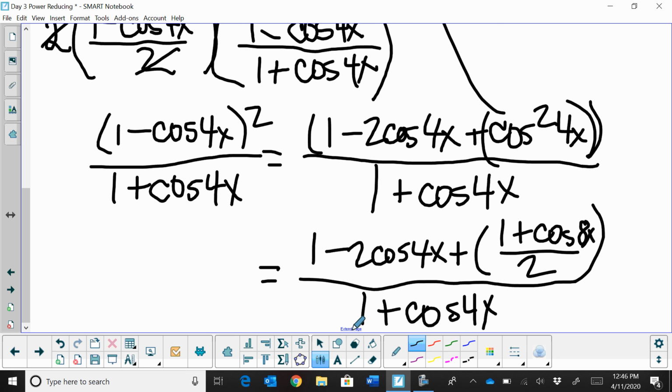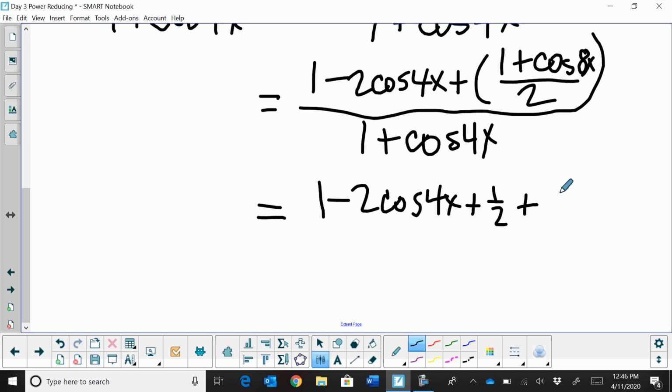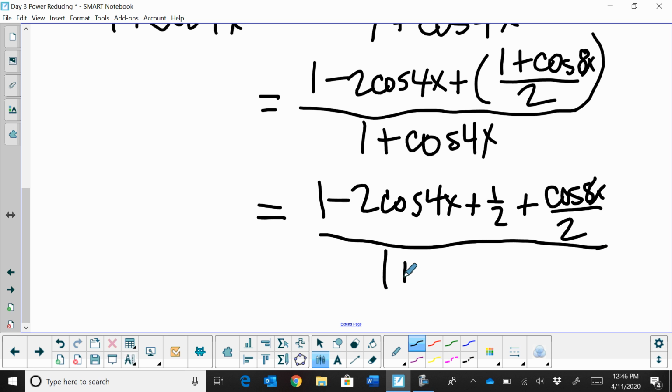Now we need to do a little more cleaning up because I have some complex fractions in here. So we've got 1 minus 2 cosine 4x that I can just bring down, and I can take this portion and split it into 2 parts. So plus a half plus cosine of 8x all over 2, all over 1 plus cosine 4x. And I have this half thing I need to factor out.